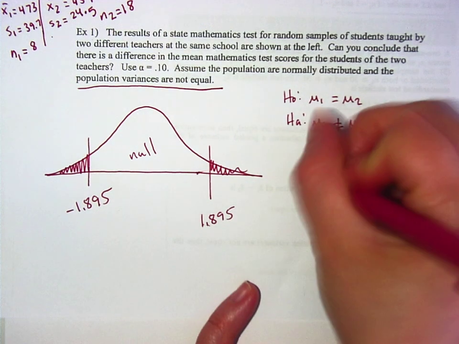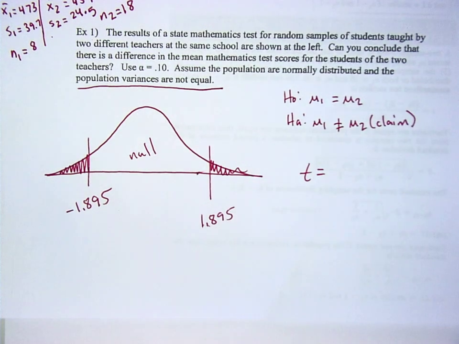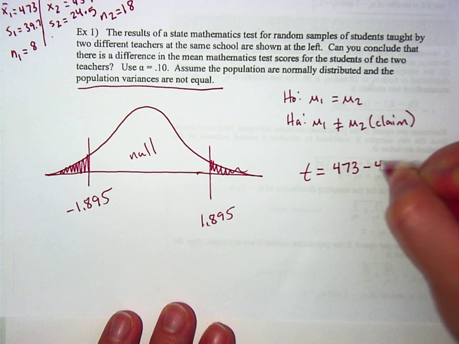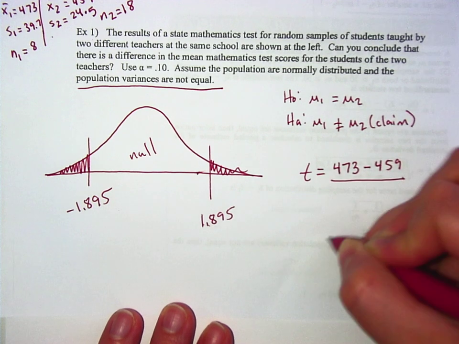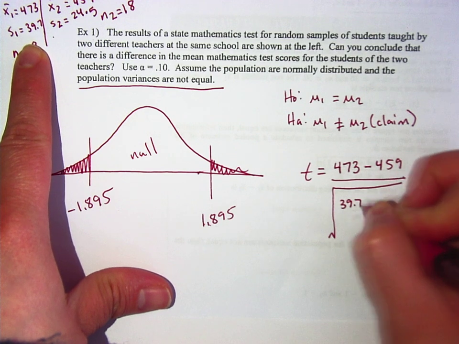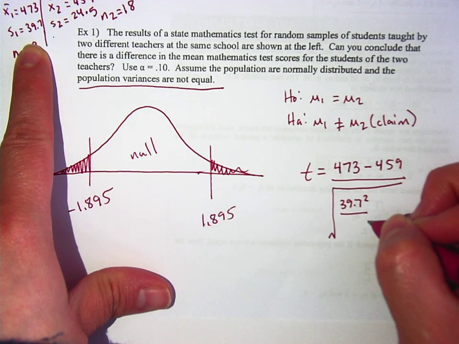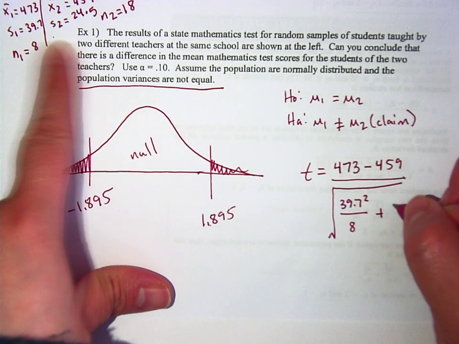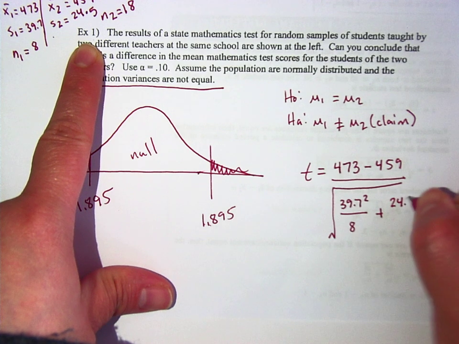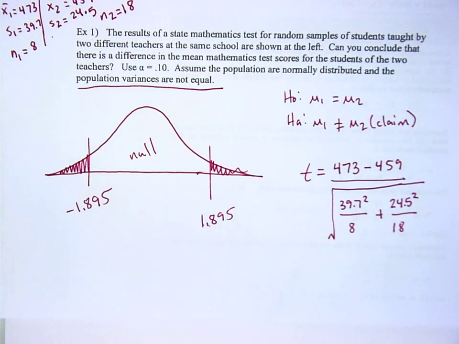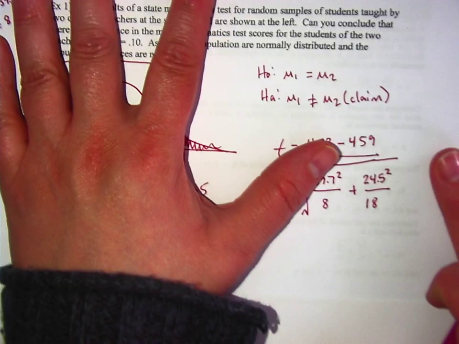Now we've got to figure out the score to compare it to. So that would be x bar 1 minus x bar 2, which is 473 minus 459. And on the bottom is the square root of the sample standard deviation squared divided by n sub 1 plus the other one squared divided by n sub 2. Go ahead and put that in your calculator.